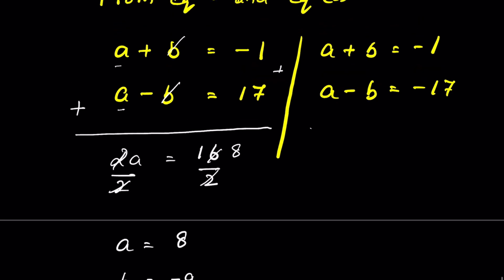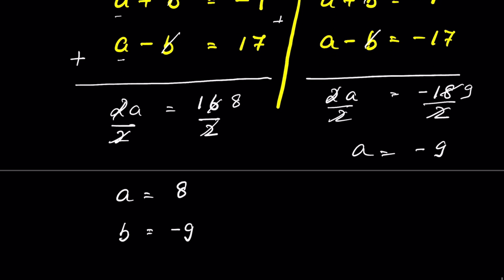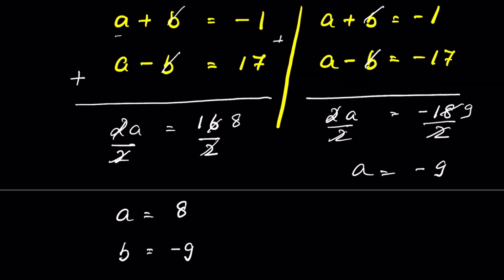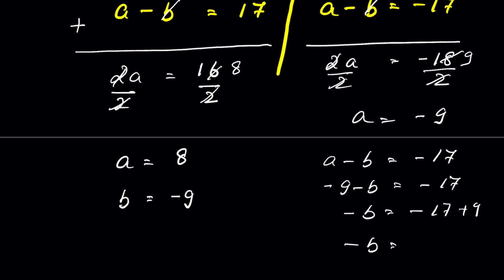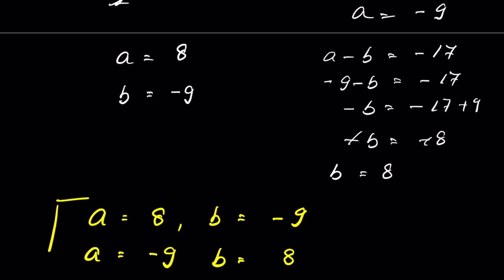When a minus b we take negative 17, in that case we have minus 18 this side, b and b get cancelled, 2a, divide 2 both the sides, a is equal to, 2 times 9 is 18, so negative 9. In that case b will be, when a is equal to minus 9, then a minus b is equal to minus 17, or minus 9 minus b is equal to minus 17, minus b is equal to minus 17 plus 9, or minus b is equal to minus 8. This minus and this minus will get cancelled, b is equal to 8. So when a is equal to 8, b is equal to minus 9. When a is equal to minus 9, b is equal to 8. These are the two values for a and b.